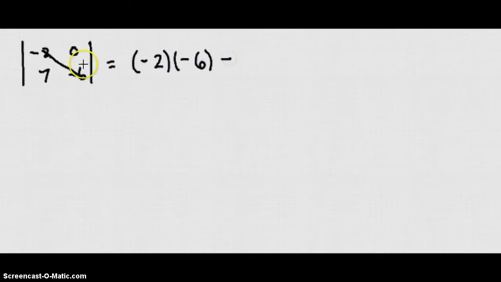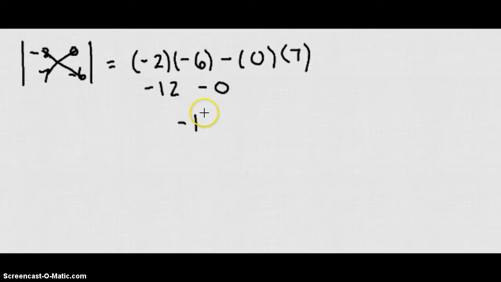Let's take a look at another one. What if we had -2, 0, 7, and -6? Again, we're going to take the product of this diagonal here, -2 times -6, and we're going to subtract the product of this diagonal, 0 times 7. So the value of this determinant is 12 minus 0, or positive 12. Since -2 times -6 is positive 12, we get positive 12.